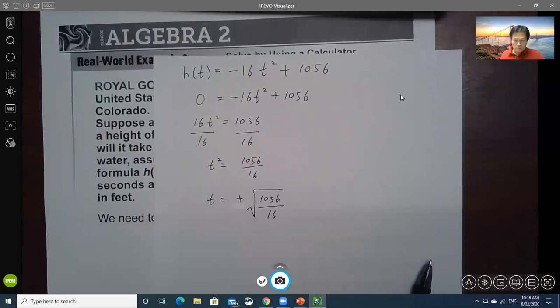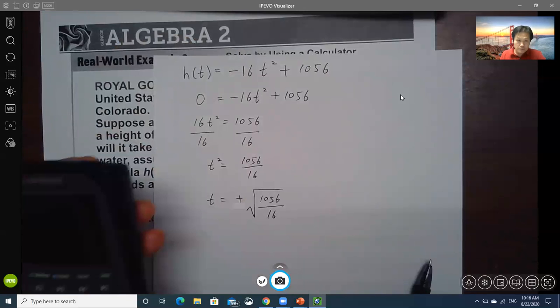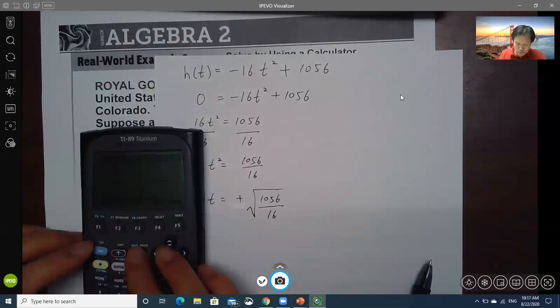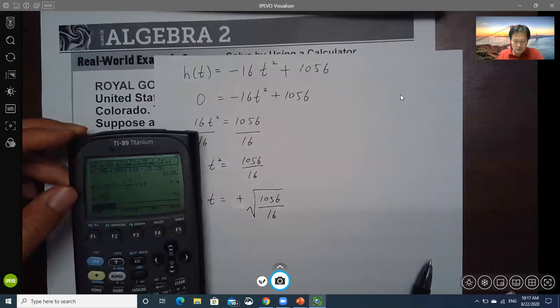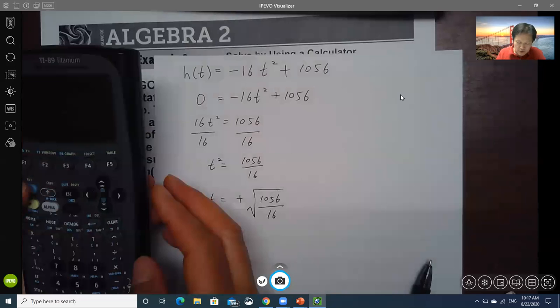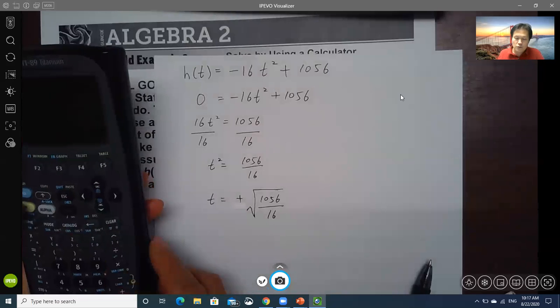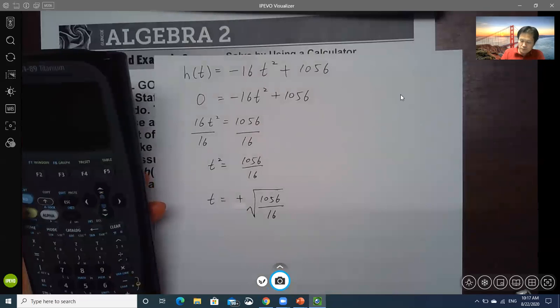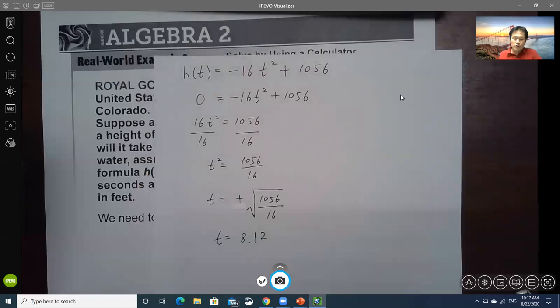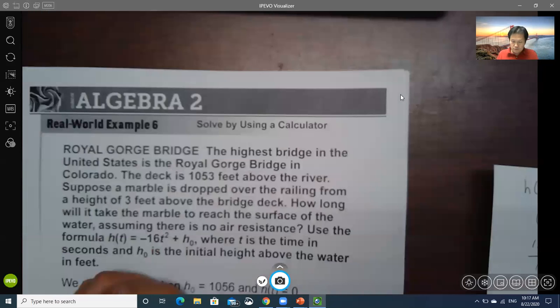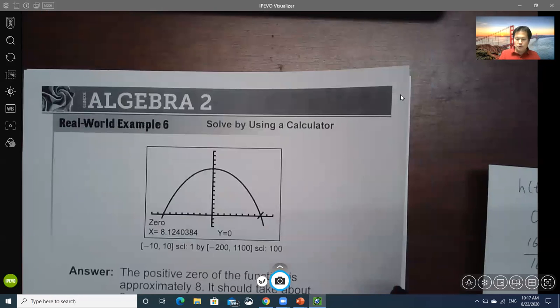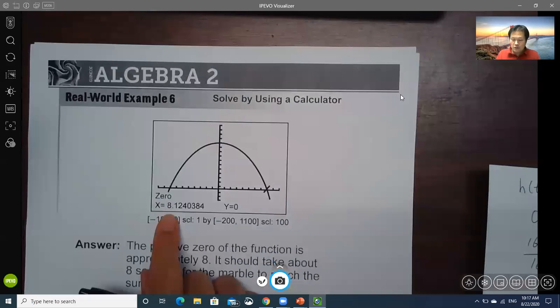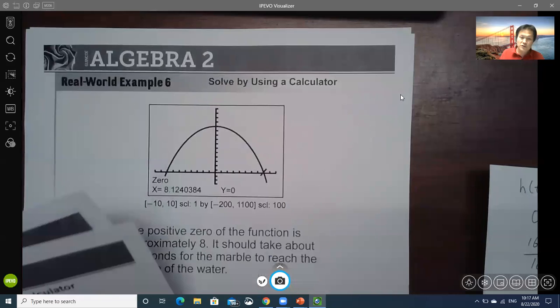And put it into the calculator. Is that a nice number? 1056 divided by 16 is a nice number, 66. But the square root of 66 is not, so you have to use a calculator. Square root of 66 is what? I got about 8.12. So it will take 8.12 seconds. Is that what they got here? Yeah, 8.12. They used the graphing calculator. You can do that, but this method wasn't that bad.